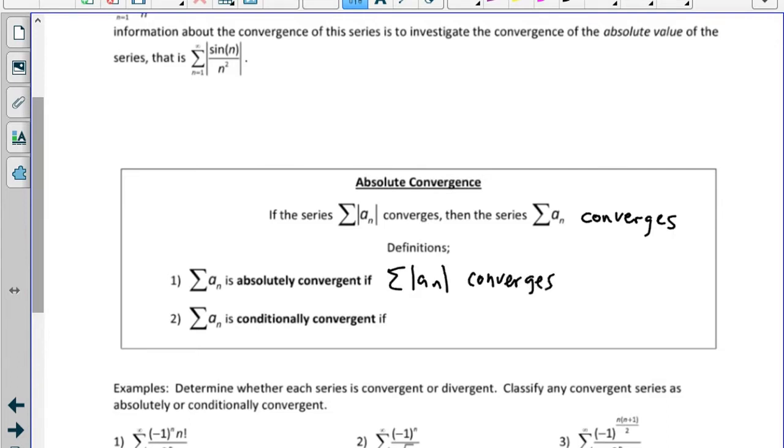It is conditionally convergent if the sum of the terms converges, but the sum of the absolute value of the terms does not converge.